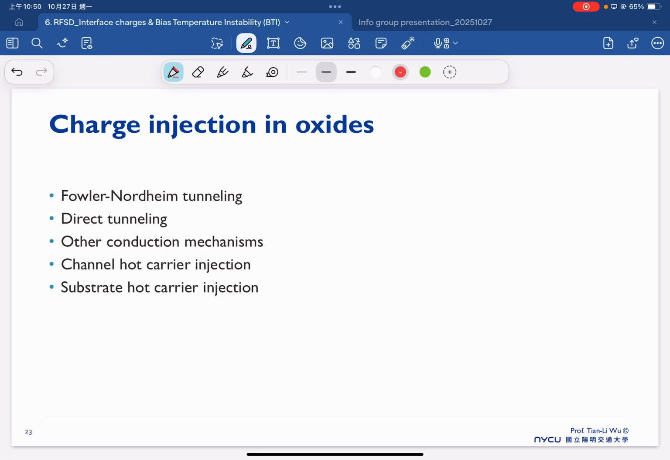Another thing we have to focus on is charge injection in the oxide. The reason we start to have this trapping effect is, first, we need available defects, available energy states, and second, we need to make sure charge can be injected into the oxide. So we have to talk about the different mechanisms that cause this charge injection: FN tunneling, direct tunneling, and hot carrier injection.